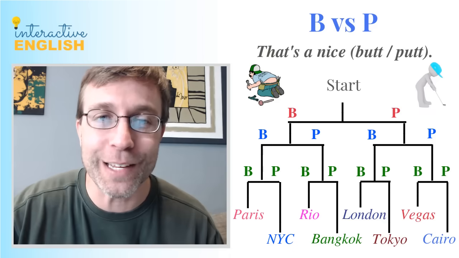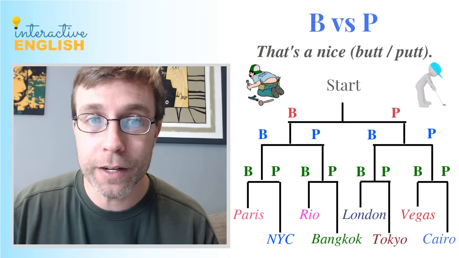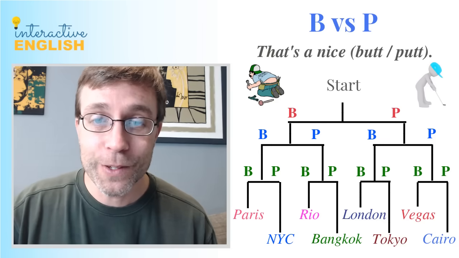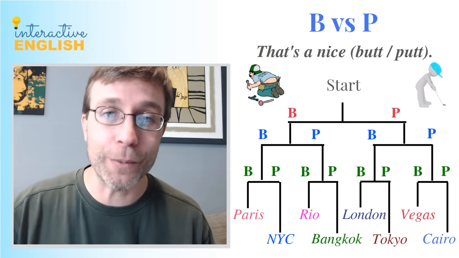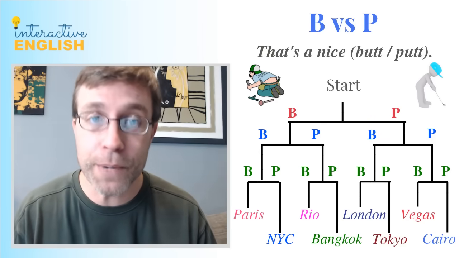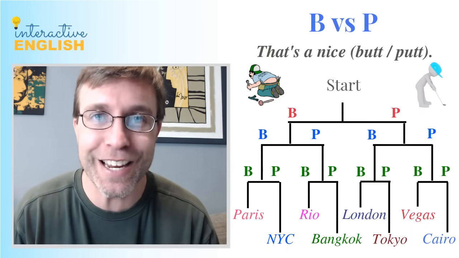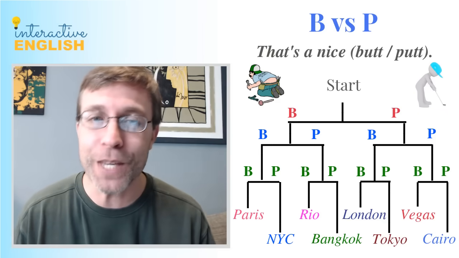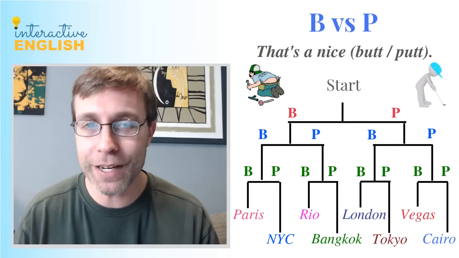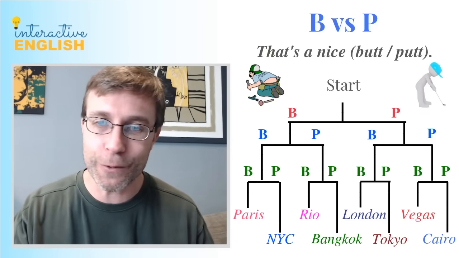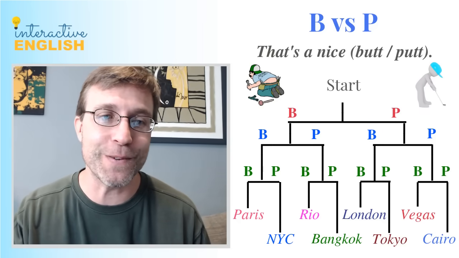I'll say it again. I'll say it slower. That's a nice putt. That's a nice butt. So I said P, B, B, and you should have ended up in London, the city of London. That's where I was going for. P, B, B. Putt, butt, butt. A lot of you ended up in London. Great. That is the place that you need to be.